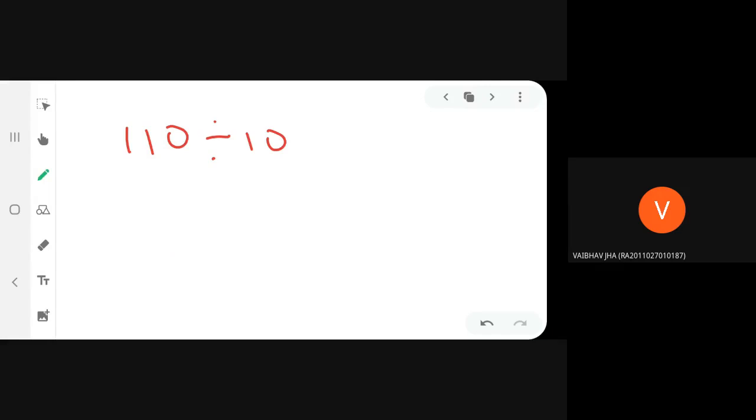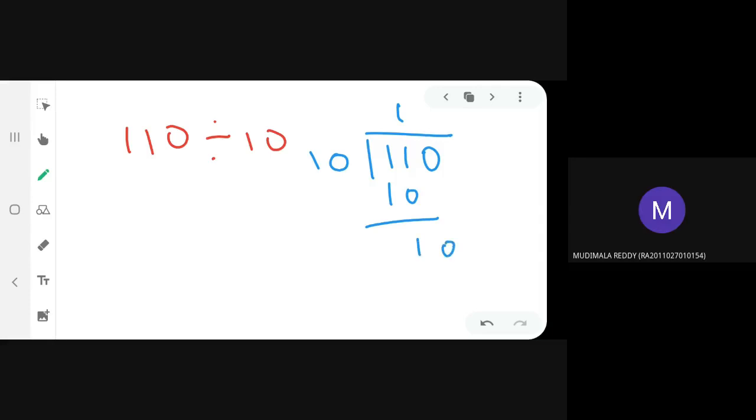Okay, so I am trying to divide 110 by 10. So how many times will 11 go for 10? One time. So 10. Remainder 1. So again one time it will go for 10. This is simple binary addition. One more example I will give you.